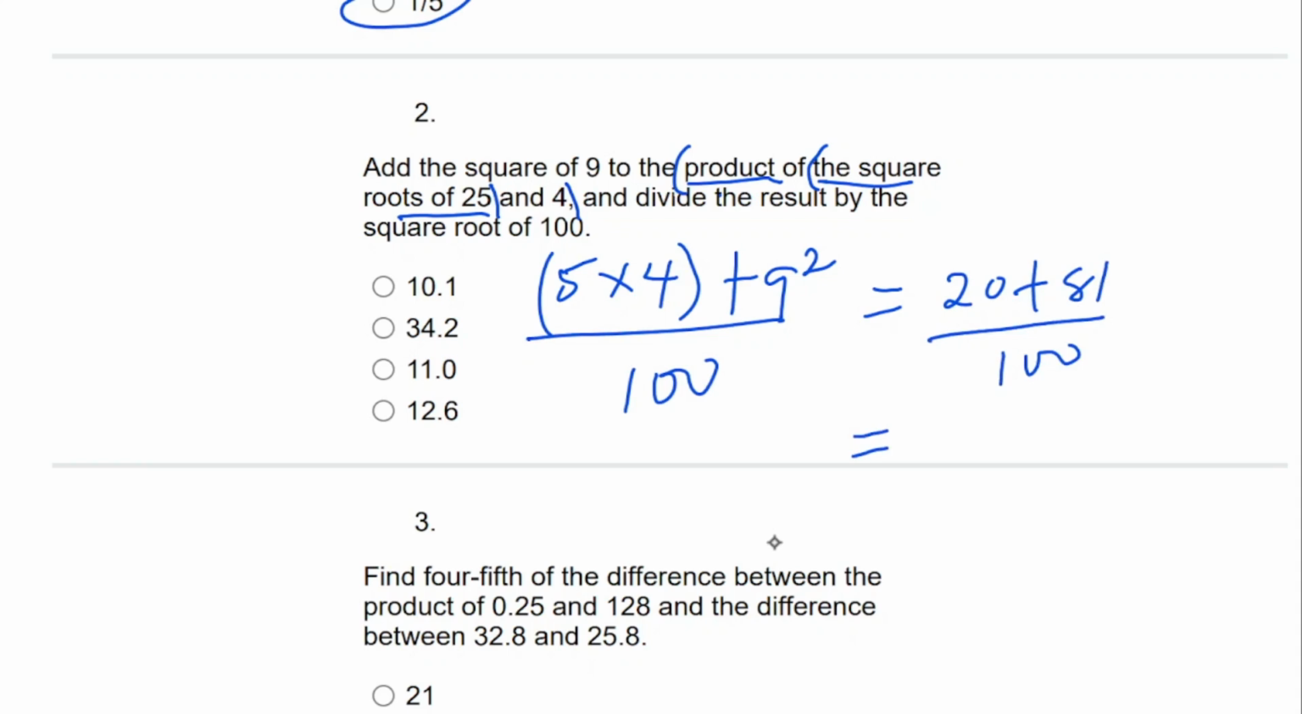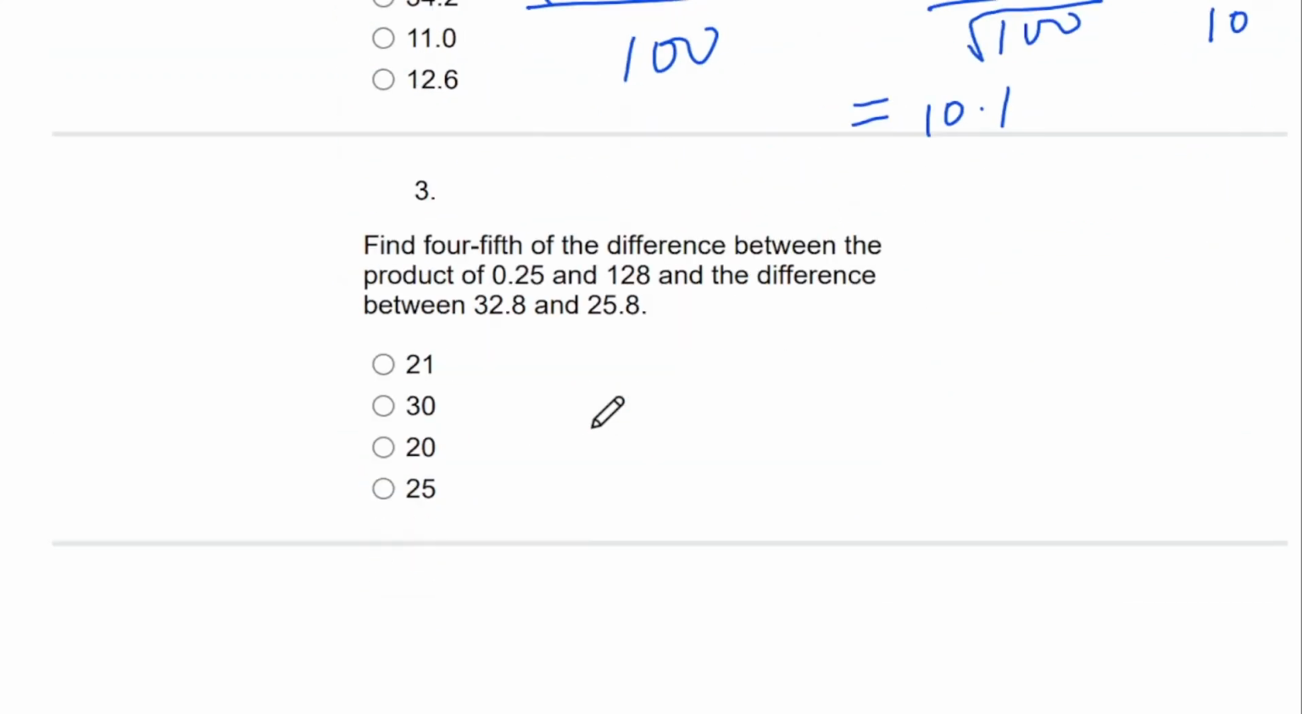All right? So when you have the square root of 100, this will give us 101. The square root of 100 is 10. So when you divide this by 10, you get 10.1. So the answer is 10.1. You can see the way I interpreted it. So it's just straightforward. Just be careful when you're interpreting your question.